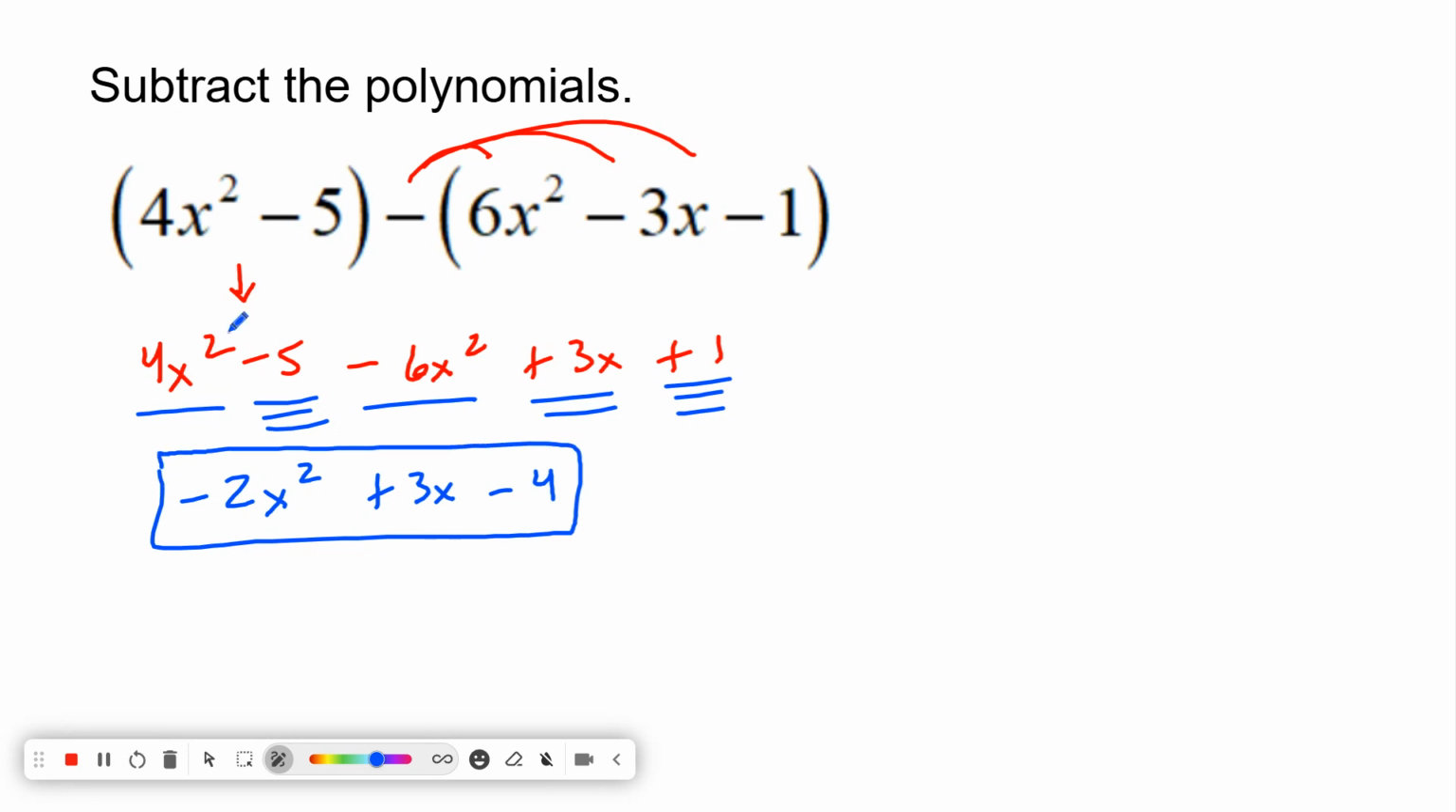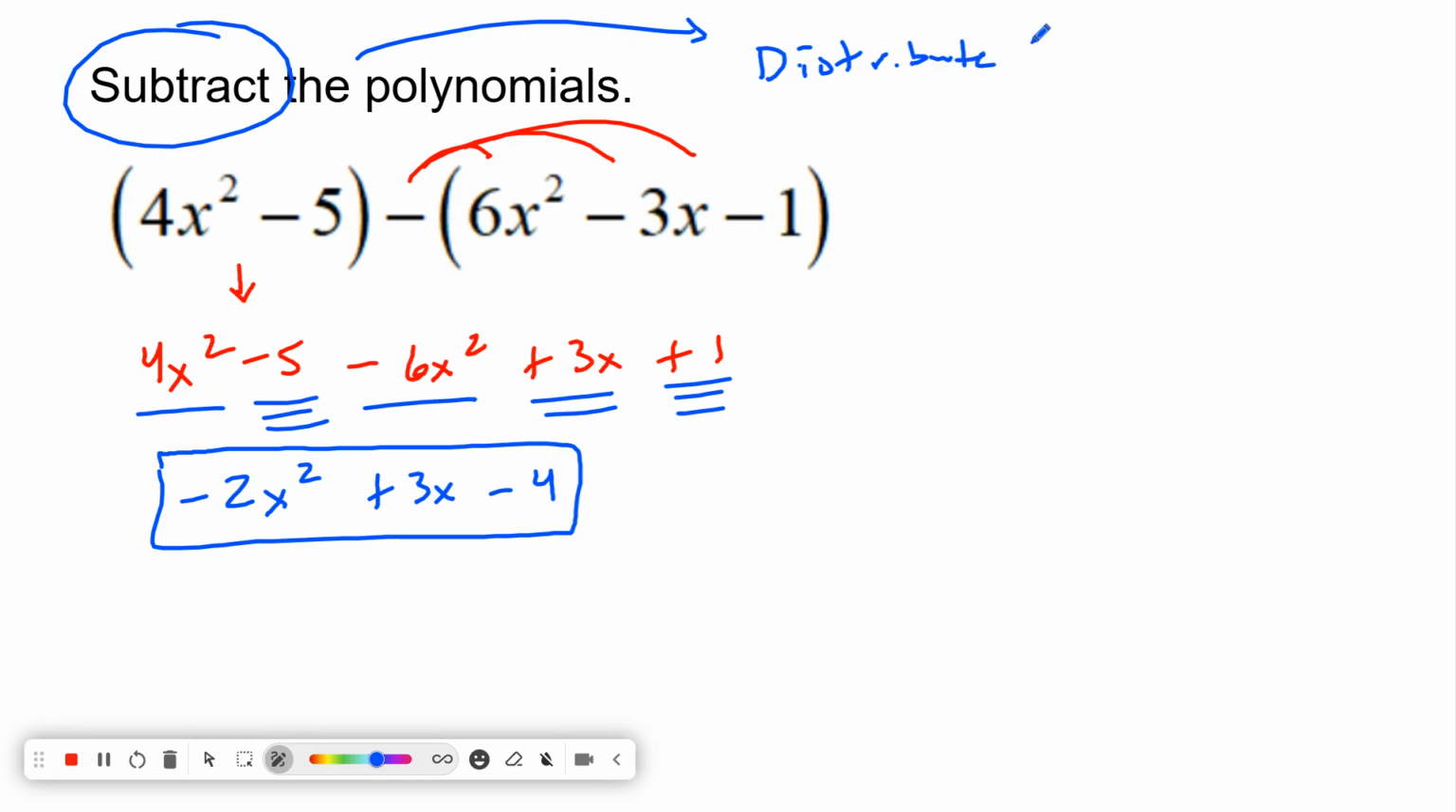So again, with subtraction, if you want to make a little note here, because I didn't before, you need to distribute the negative. Right? Distribute. There we go.